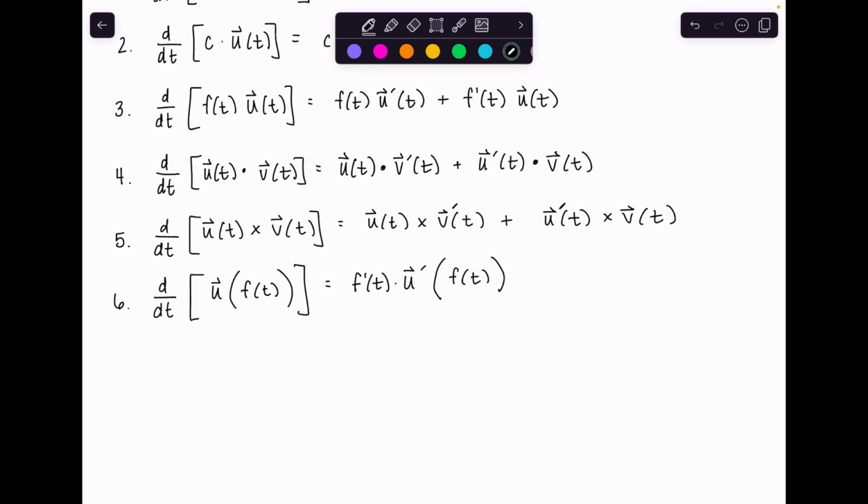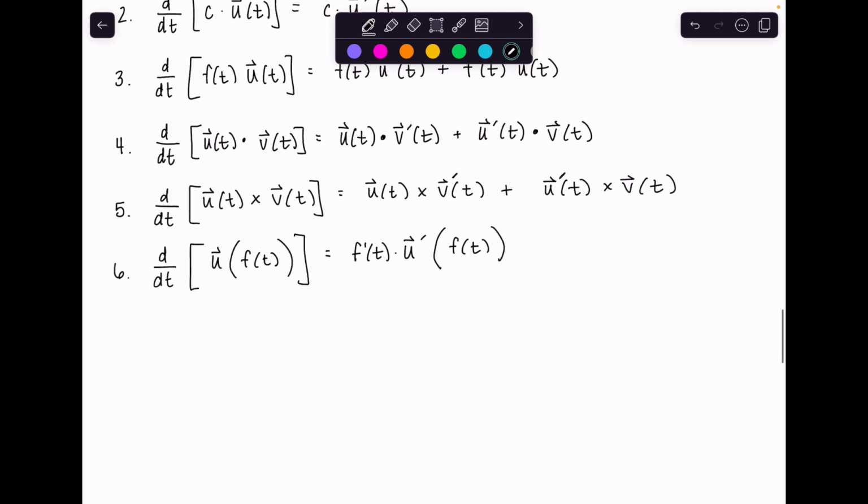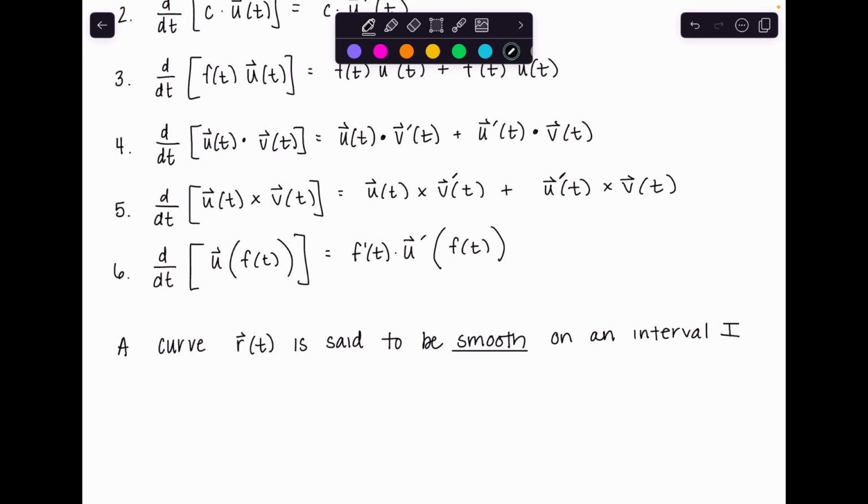So this is a concept we have for vector functions called smooth. So we say a curve R of t is said to be smooth on an interval I if and only if the derivative is continuous on that interval I and the derivative is not equal to the zero vector on I.